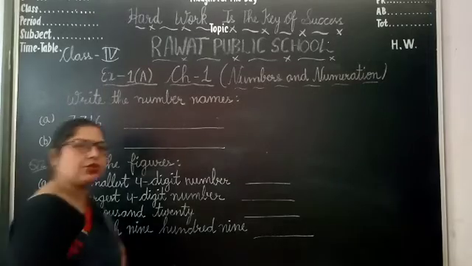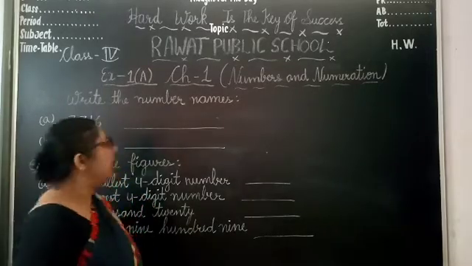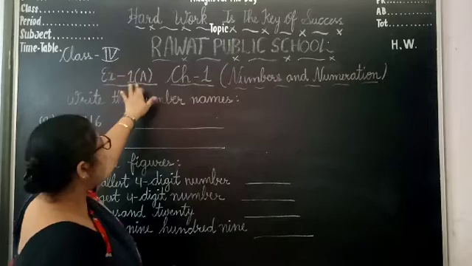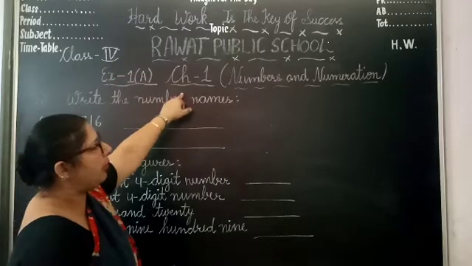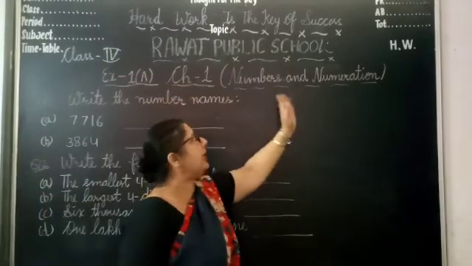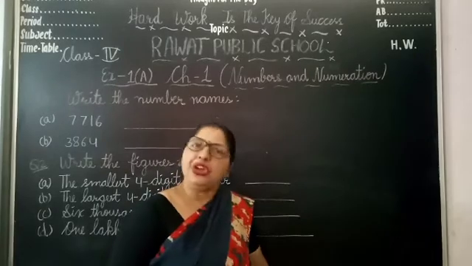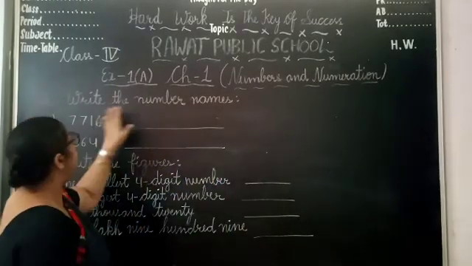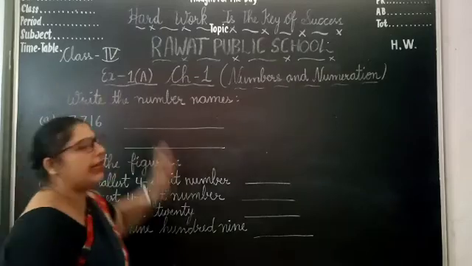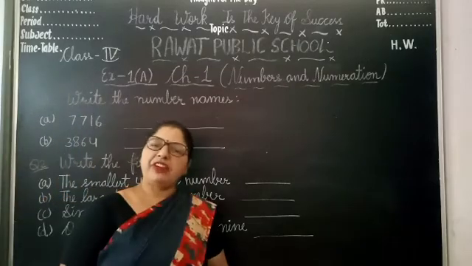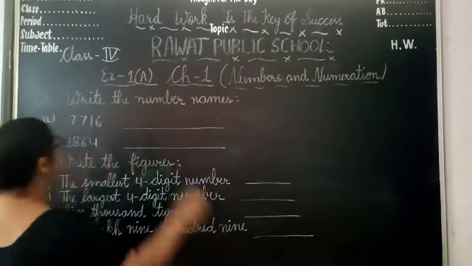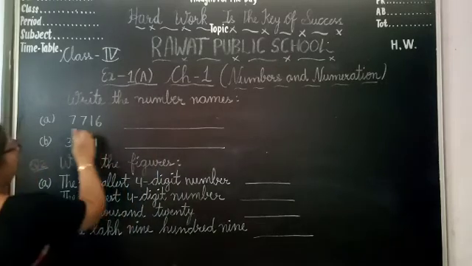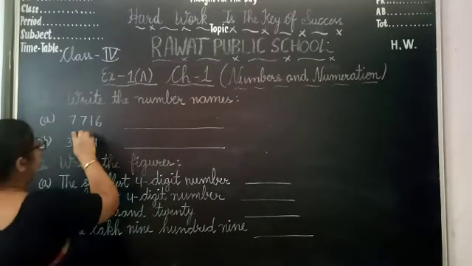Now students, open your notebook, write down the heading Exercise 1A, chapter number 1, and the name of the chapter is numbers and numeration. Write down question number 1, write the heading of question number 1, write the number names. Question number 1 is number names. So students, we write down the number names. What is this number? Read it.